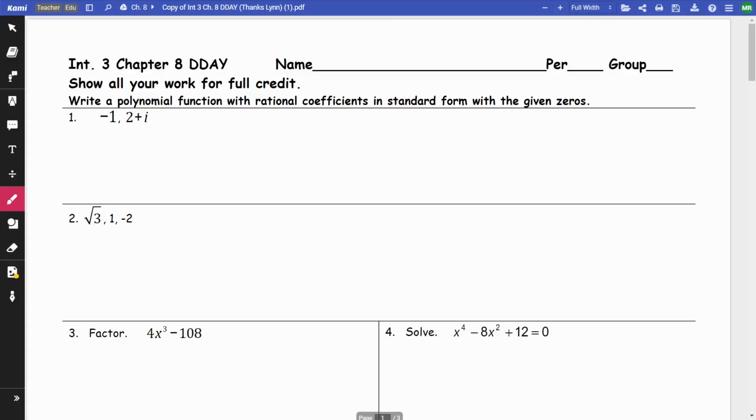So this video is on Integrated 3, Chapter 8, D-Day number 1. So on these first set of problems, what we want to make sure we're paying attention to is the wording. We want to have our answer in standard form, not in the factored form.